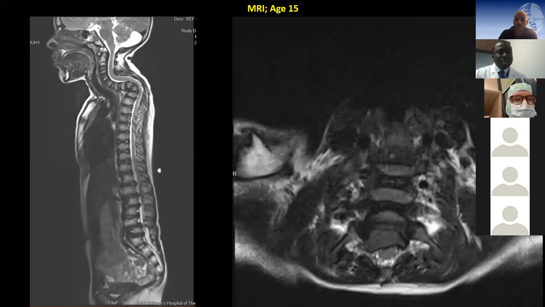So you can see on the MRI that her cord is draped over the apex of the kyphosis, but there's no intraparenchymal abnormalities that I can pick up on the MRI. And neurologically, she was intact as well.